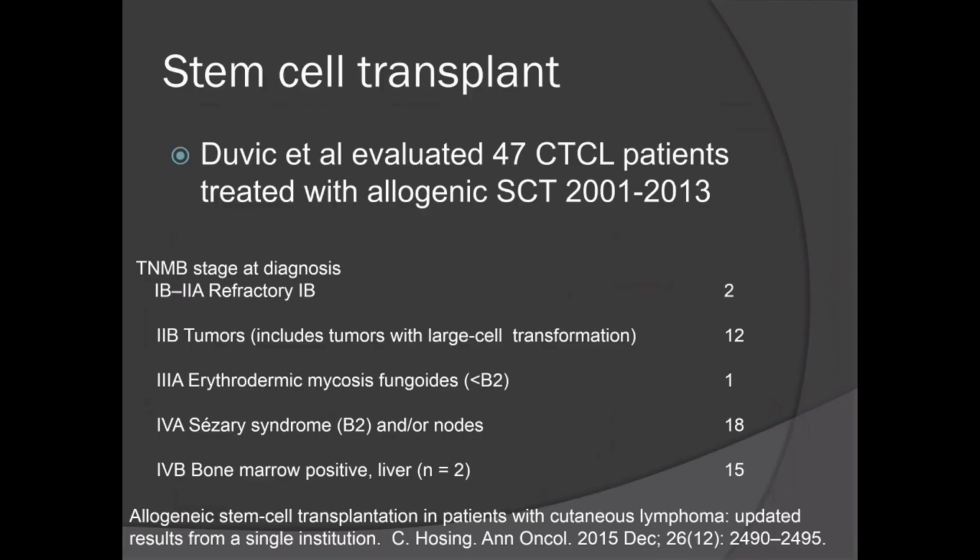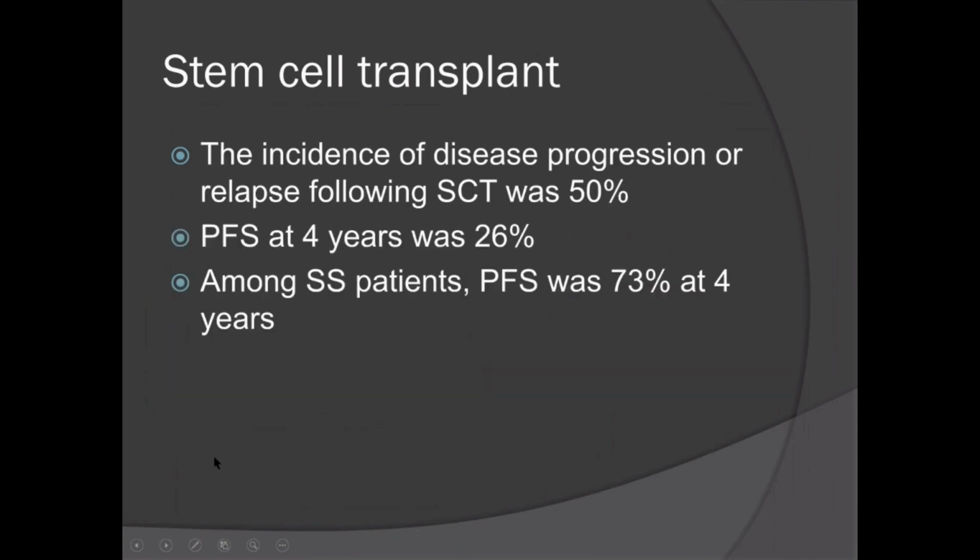So Dr. Duvik looked at 47 patients treated with allogeneic stem cell transplant in the 2000s, and these are the results here. And what you can see is that most of the patients had pretty advanced disease. There were some 2B patients, but most of them were 4A and 4B patients. And the incidence of disease progression or relapse after transplant was about 50%. So about half the patients who responded went on to either relapse or develop recurrent disease.